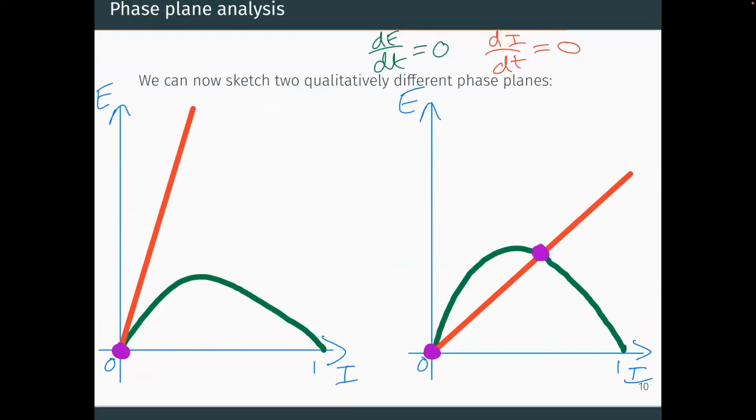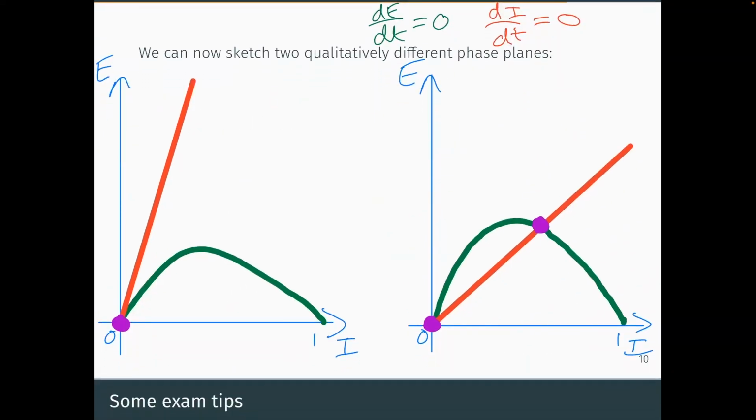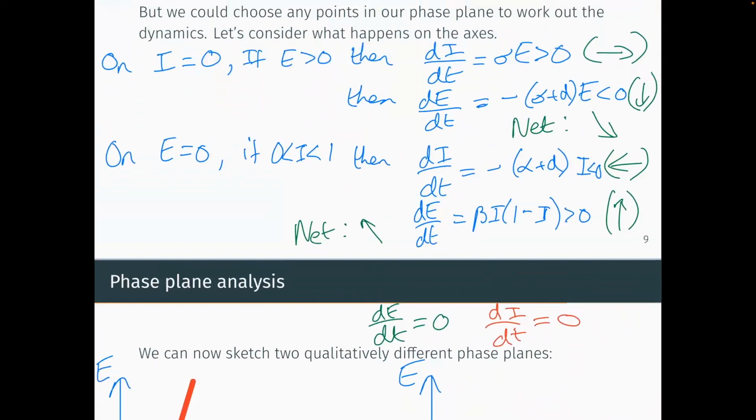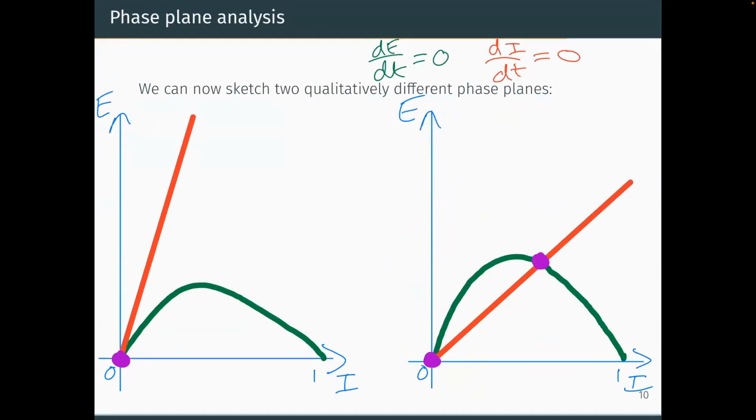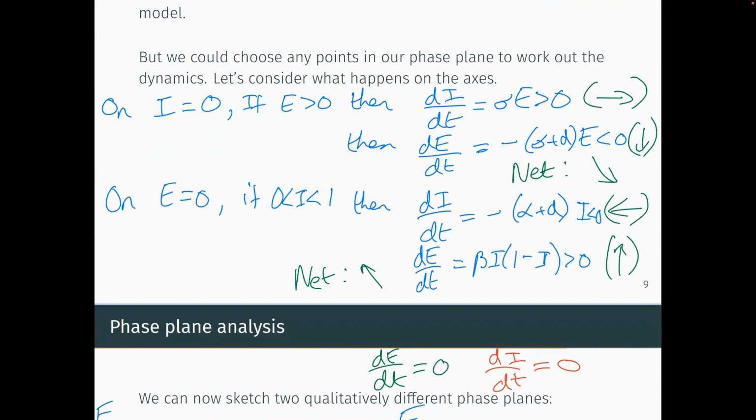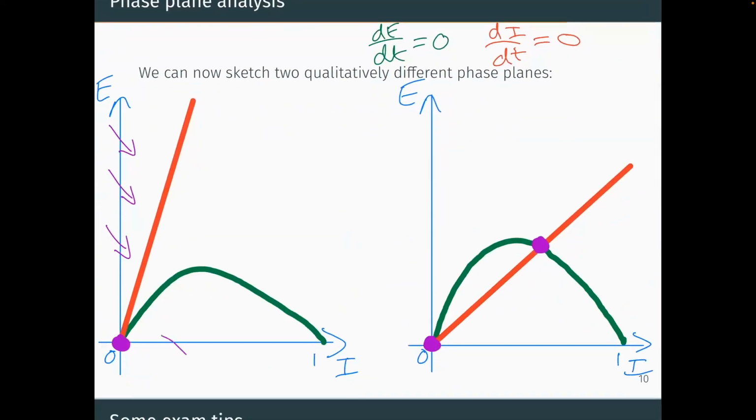Okay. So let's think about these two phase points. I'll do them in the order they're in. Okay, so the one on the left, when we were on the line I is equal to 0, we've just found out that our net movement is down and to the left. So any point on this axis here, we would be moving down and to the left. And then on the horizontal axis, our net movement is going to be up and to the left. So on the horizontal axis, we're going to be up and to the left. In fact, in both of these orientations, that's true. So the arrows on the axes are the same.